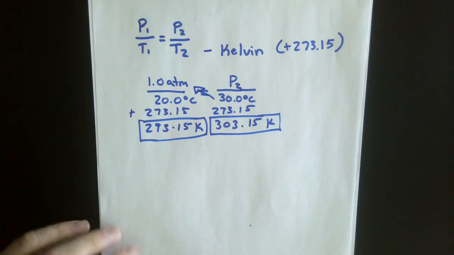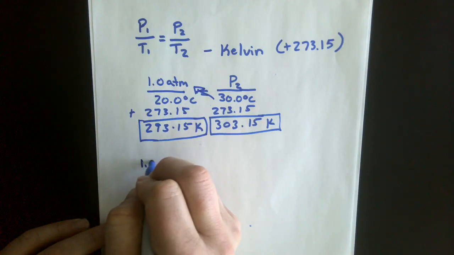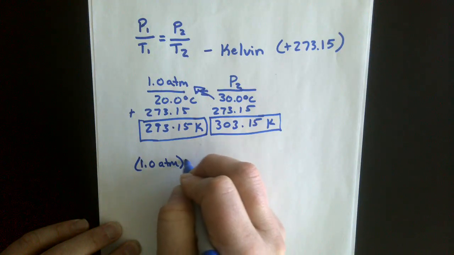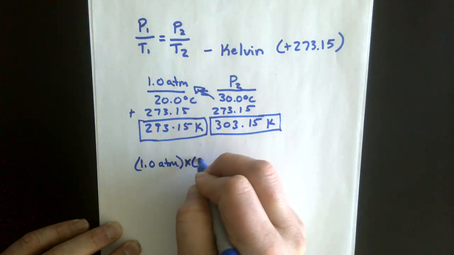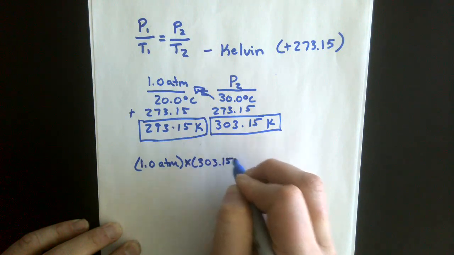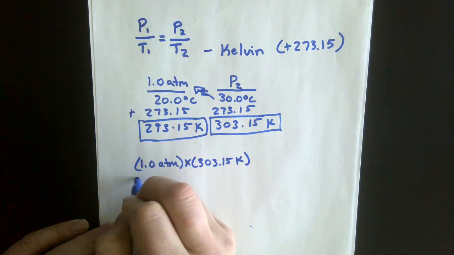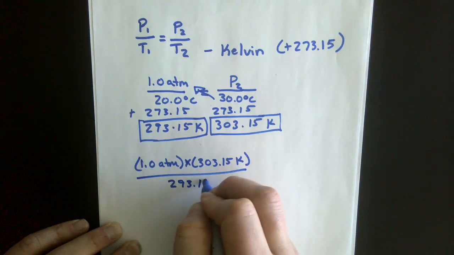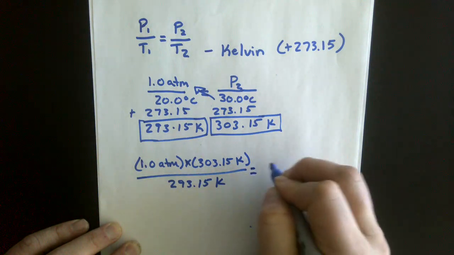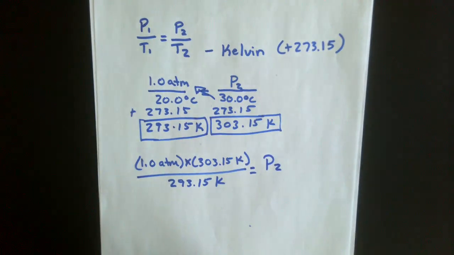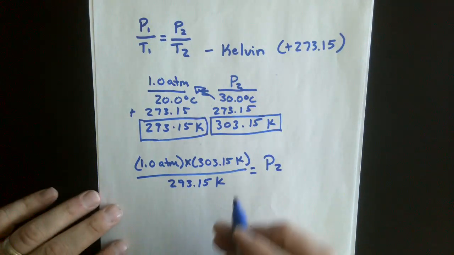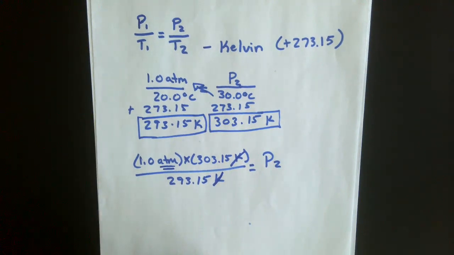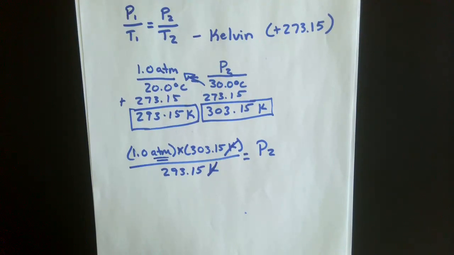And so from here, since we're solving for P2, we can just cross multiply. We have our 1 atmosphere, and we're going to multiply that by our 303.15 Kelvin. And that is all going to be over our 293.15 Kelvin. And again, we were wondering what would the new pressure of the system be. And this is good because Kelvins will cancel out. That leaves us in ATM, or atmospheres, which is what we use to measure pressure.